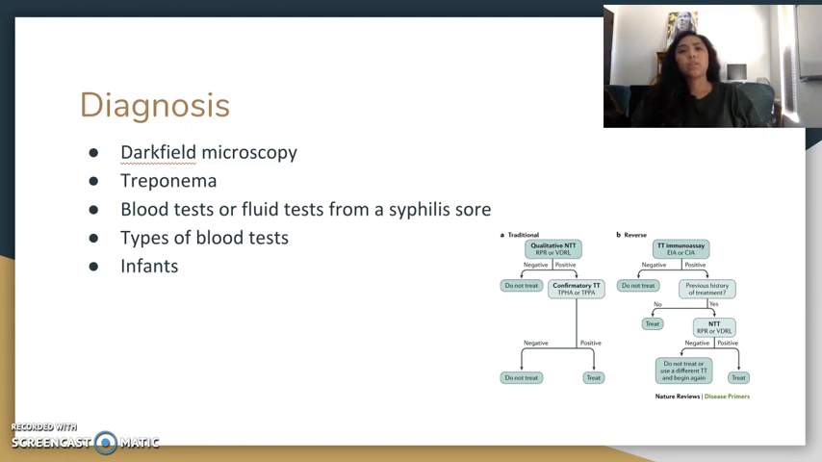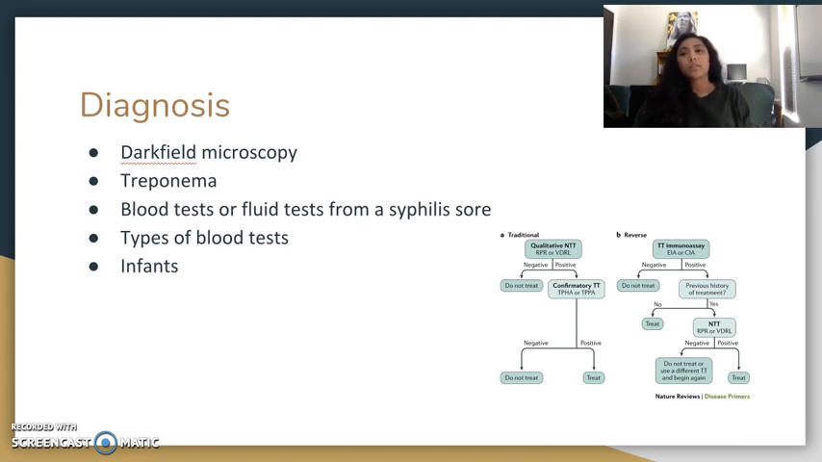The types of blood tests are treponemal and non-treponemal. Non-treponemal isn't really super effective, mostly because it's cheap and easier, but it's not very specific to finding the bacteria itself. Treponemal blood tests are usually more effective because they are specific to syphilis, since they detect the antibodies specific for syphilis.